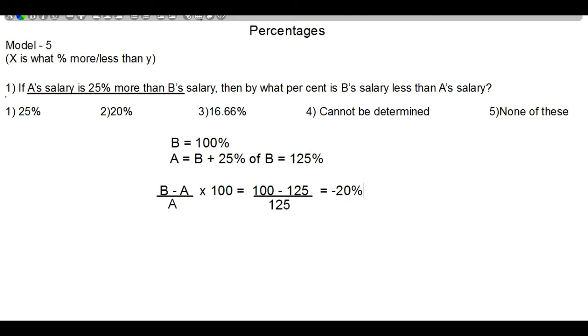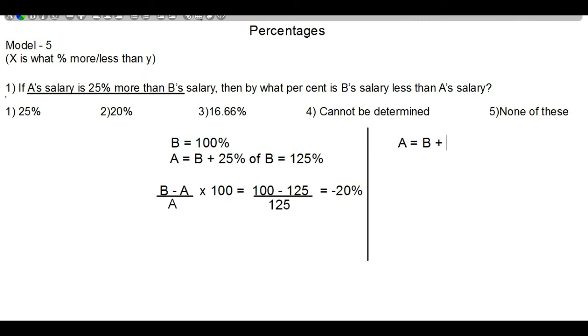But then there's another way in which, without assuming any value for B, we can solve the question. So let's look at the second method of solving this question, the smart way of answering it. What do we do? The question says A is 25% more than B. So we can say A is equal to, like we have discussed here, B plus 25% of B. But instead of 25%, I will take it as a fraction. Now in the second method, we will be using fractions in place of percentages.